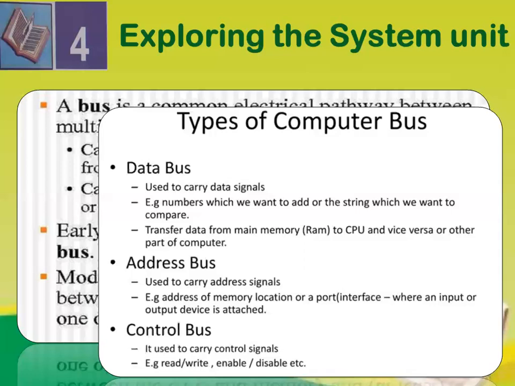So it is used to carry address signals, addresses of the memory location or a port interface where an input or output device is attached. The control bus basically is used to provide synchronization and control the data bus and address bus. It is used to carry control signals like read, write, enable, disable, and provide synchronization between the data bus and the address bus.